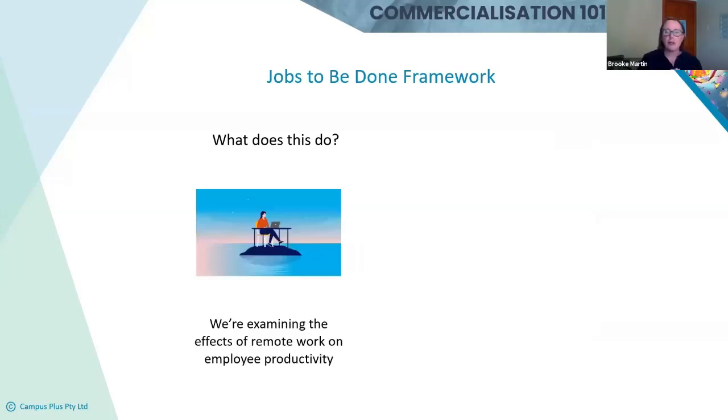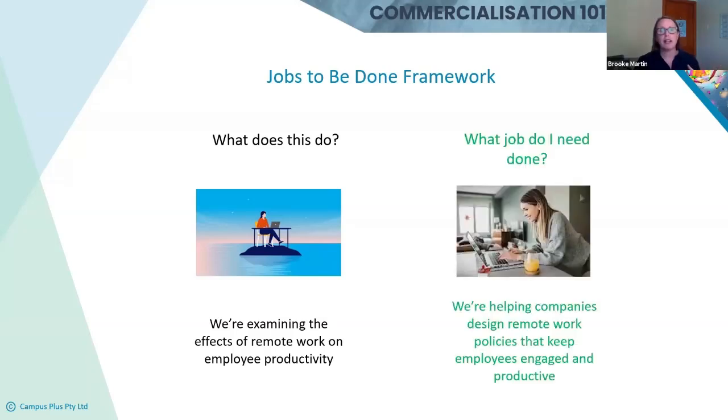I'll just do another one, this time looking in the social sciences field, using the jobs to be done lens. Imagine you're a researcher and you're studying the effects of remote work on employee productivity. You might simply state, we're examining the effects of remote work on employee productivity. Technically correct, but it doesn't immediately show why people should care about the research that you're doing. So what's the actual job that your research is there to do? What is the problem that it is solving?